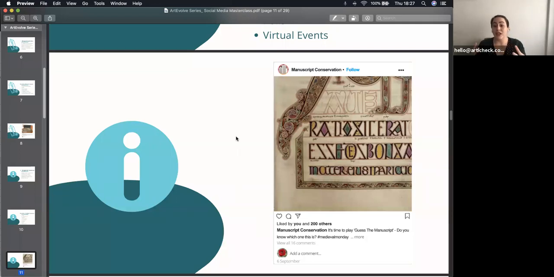They can actually engage them by saying, it's time to play Guess the Manuscript. Do you know which one this is? And then they're actually hopping onto a viral hashtag, which is Medieval Monday. So speaking of, can anyone guess what this manuscript is, just for fun? Anybody know? Pop it into the chat.